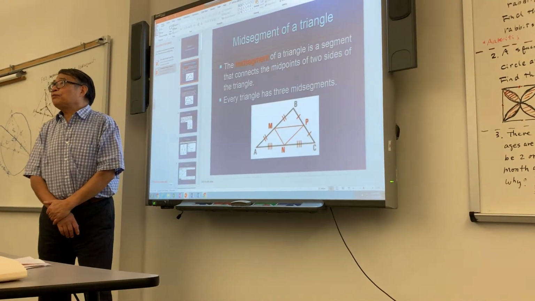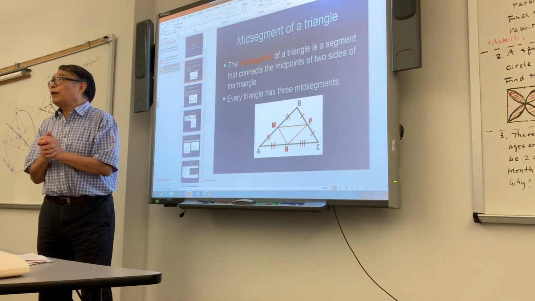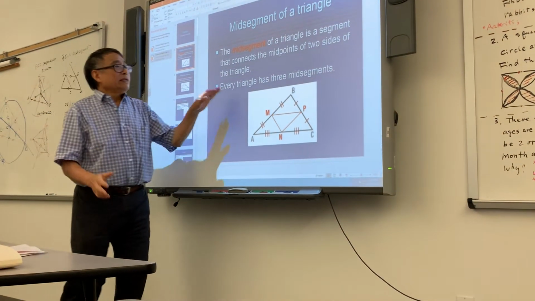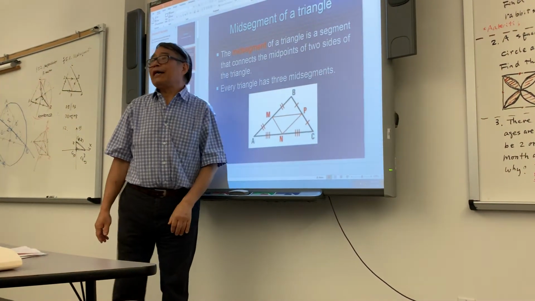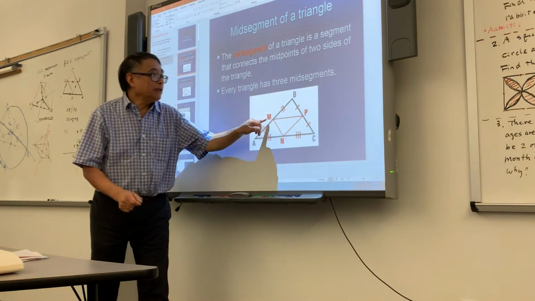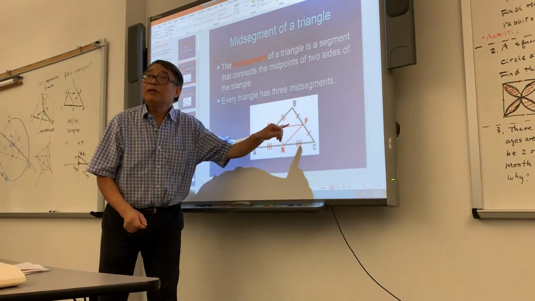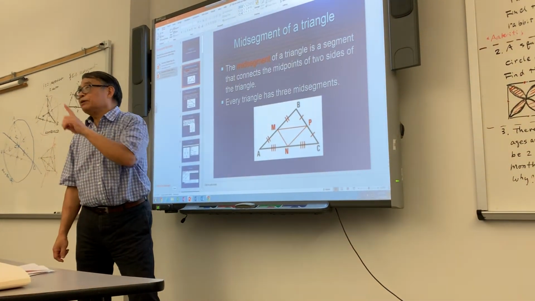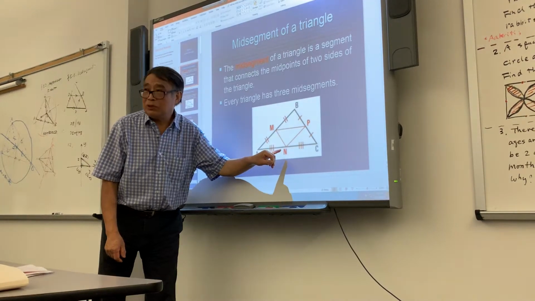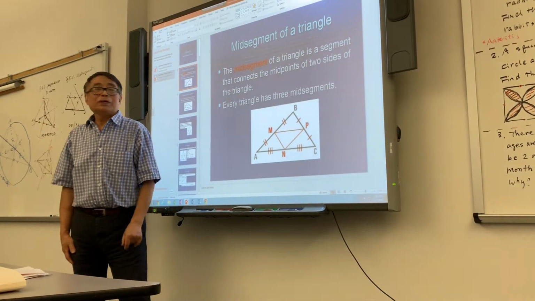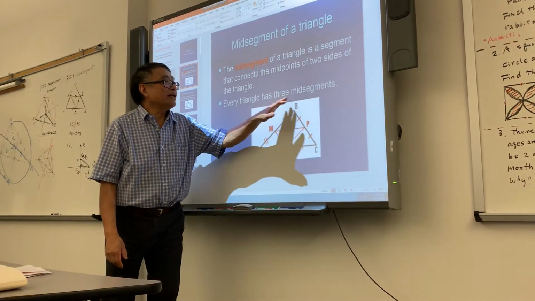After reading section 5.1, you should know what a midsegment is. We just go over it briefly. Every triangle has 3 sides. Every side has a midpoint. The midpoint connects to another midpoint. For instance, MP is one midsegment, PN is the second, and NM is the third. So we have 3 midsegments. Every triangle has 3 midsegments.